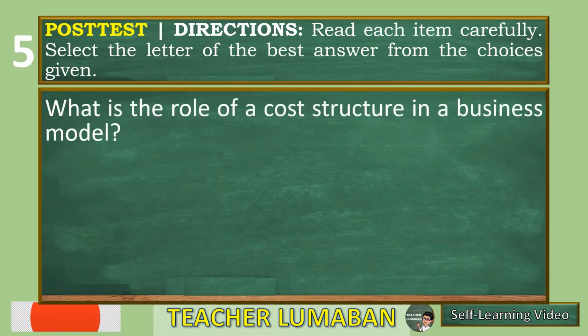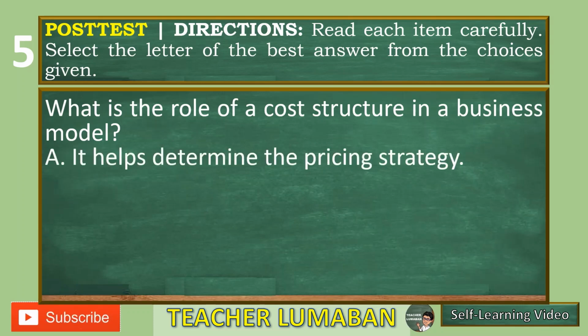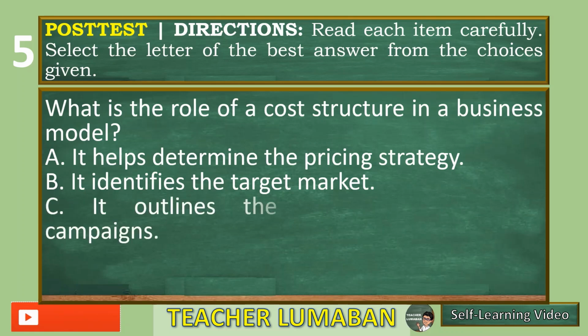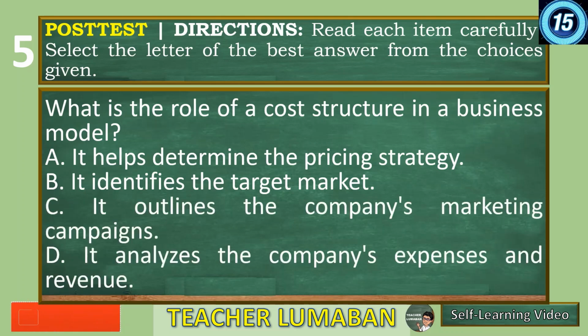What is the role of a cost structure in a business model? A. It helps determine the pricing strategy. B. It identifies the target market. C. It outlines the company's marketing campaigns. D. It analyzes the company's expenses and revenue.